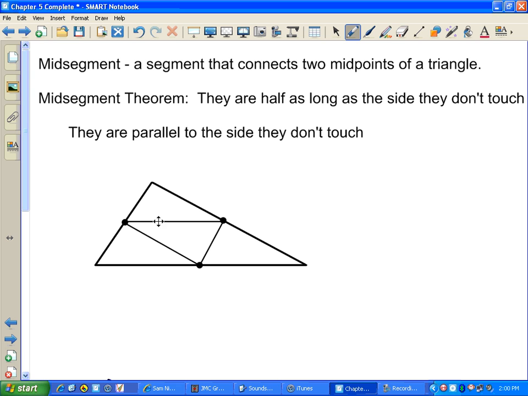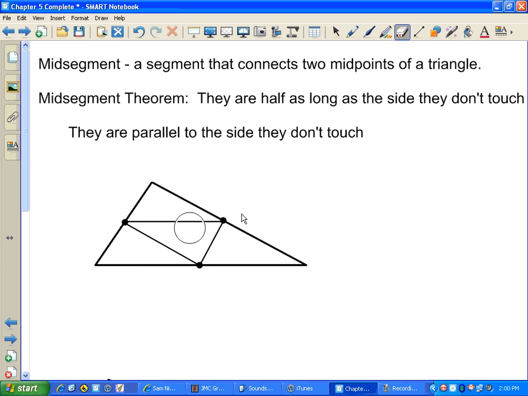Now our theorem says that this midsegment here is going to be parallel to this line. Okay, the one that's not touching. This one would be parallel to this one. And this one would be parallel to this one. Okay, so we've got parallel lines, which again is going to introduce all those corresponding angles, alternate interior angles, alternate exterior angles, consecutive interior angles.